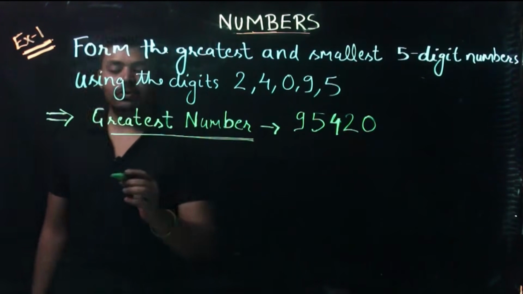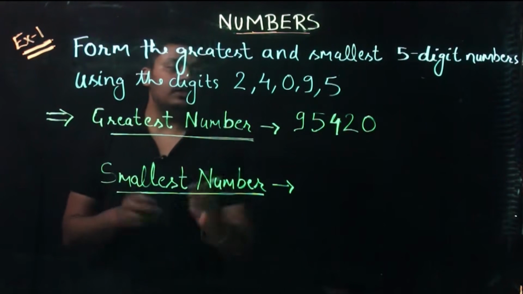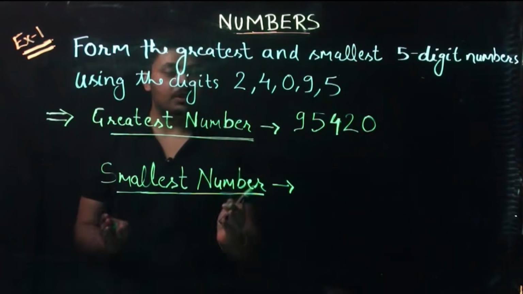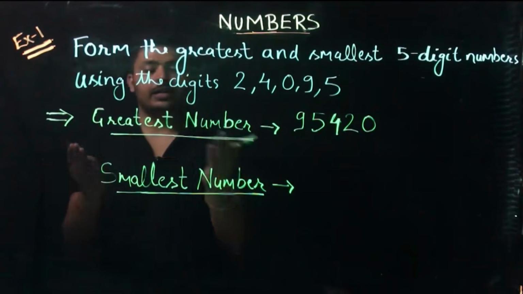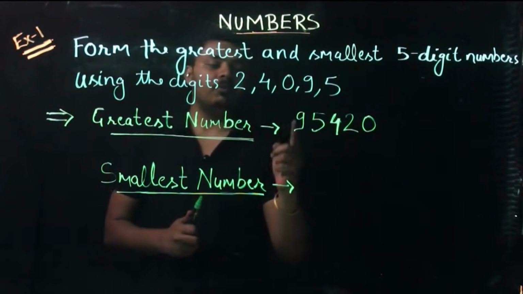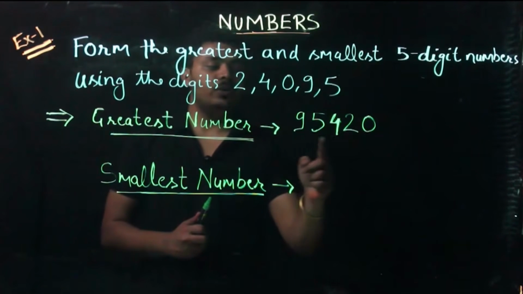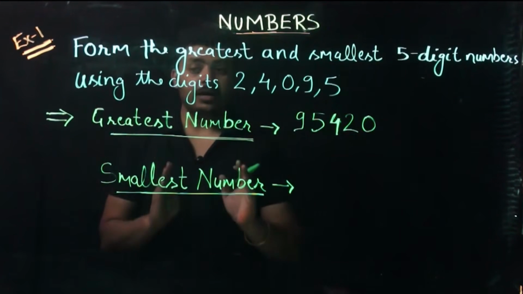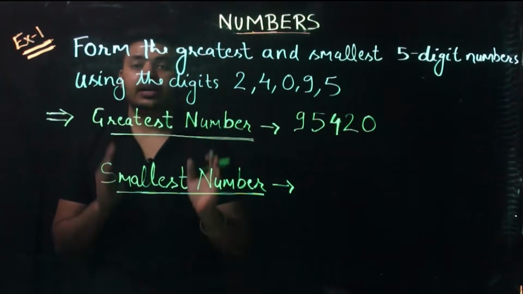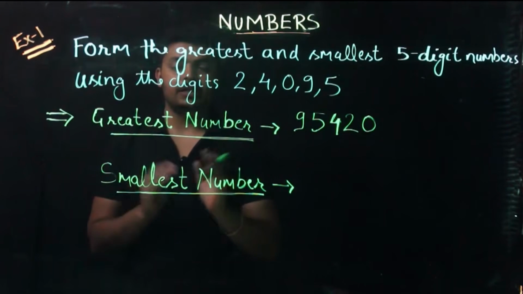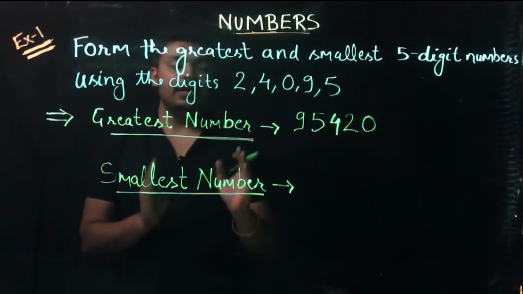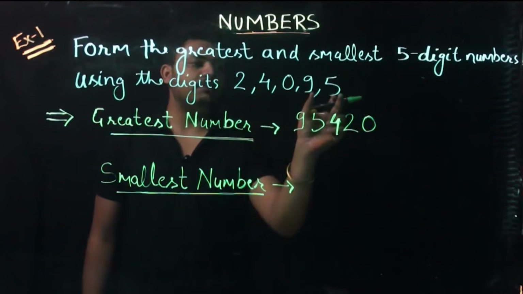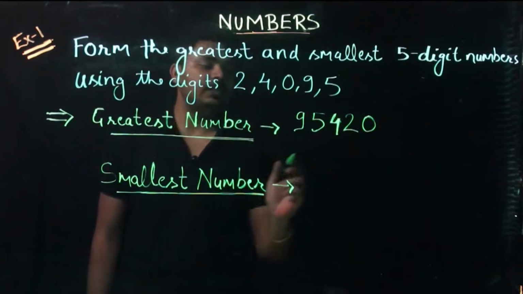Now moving on to our smallest. To form the smallest number, we need to do the opposite of what we did in the greatest number. In the greatest number, we place the greatest digit first and move towards the least digit. In the smallest number, we need to place the smallest digit first. But one thing to be kept in mind is that we can never keep 0 at the first place, because if we keep a 0, then it becomes a 4-digit number. So except 0, which is our smallest among the 5, among the rest 4, the smallest digit is 2.